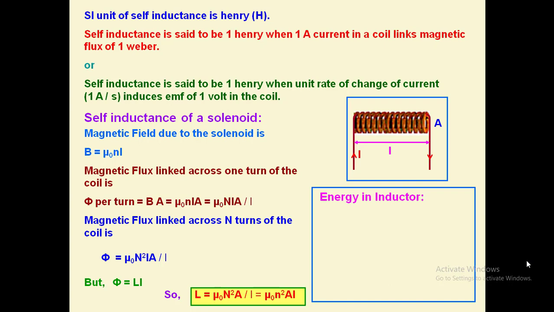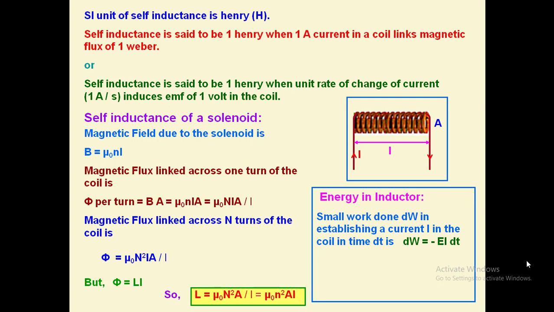Energy in an inductor. So how are you going to produce energy in an inductor? Small work done dW in establishing a current I in the coil in time dt is, so we are going to determine the work done. Whenever you want to find the energy, first we have to determine the work done. What is work done? Work done is nothing but force into displacement, right? So here we are going to say it as minus E I dt.